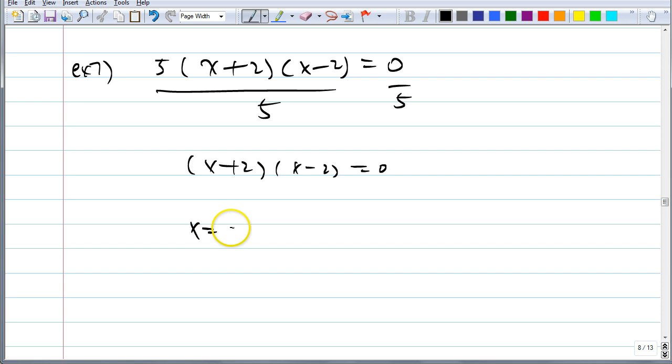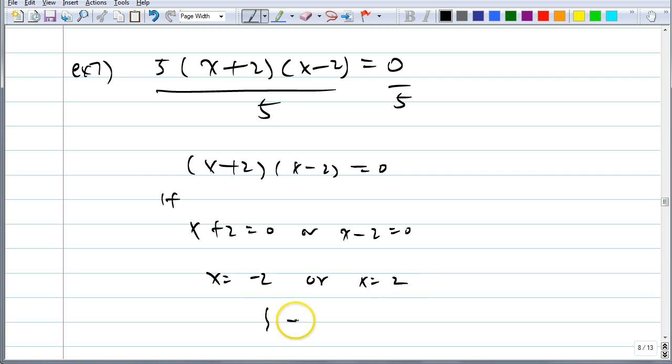So what are your solutions? This is true if what? x plus 2 equals 0 or x minus 2 equals 0. So you get two solutions. x equals negative 2, or x equals 2. Okay, so please be careful with that one. Okay? Easy? Do you see why we need to be able to factor? Okay, good.